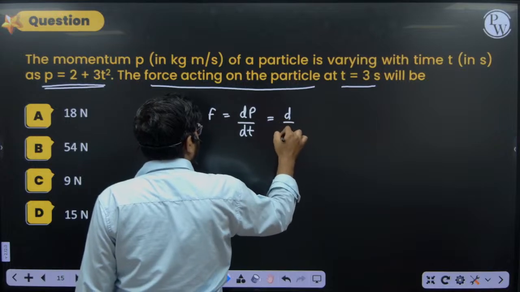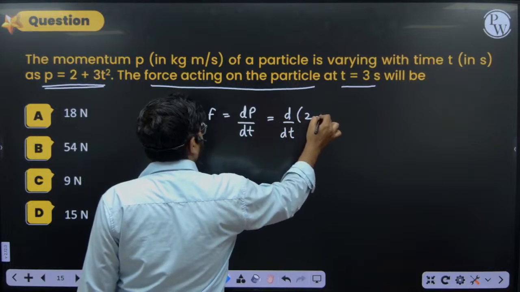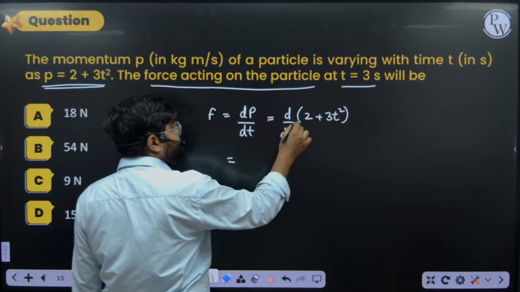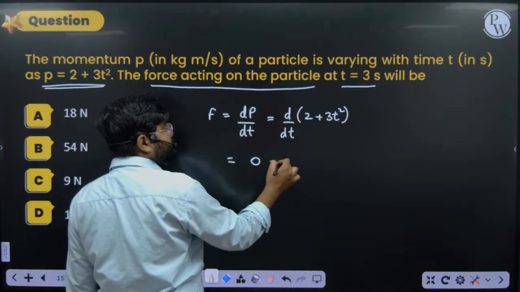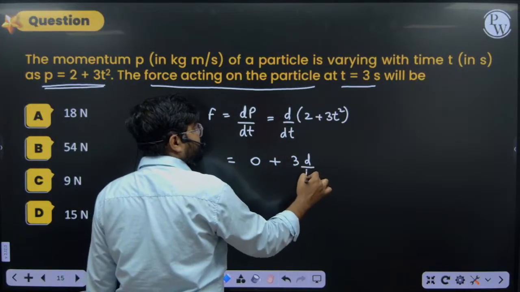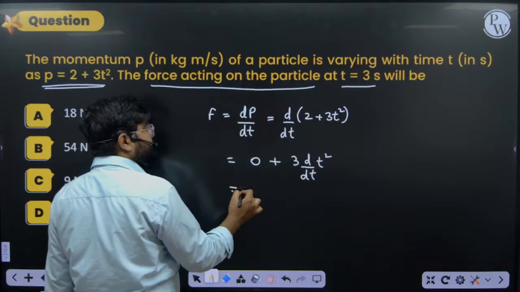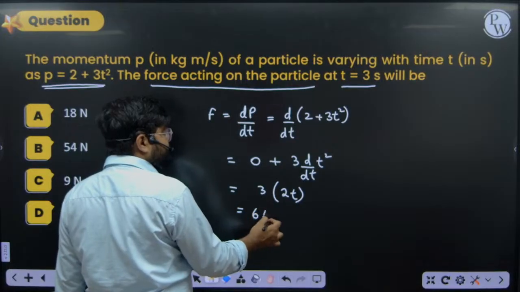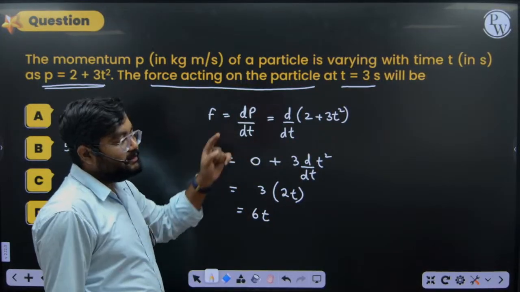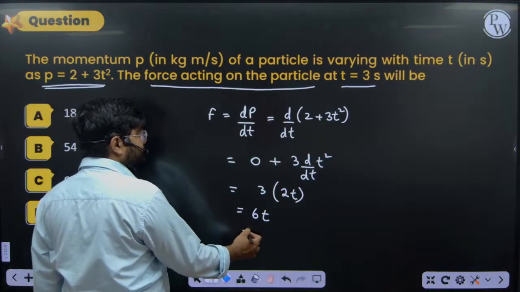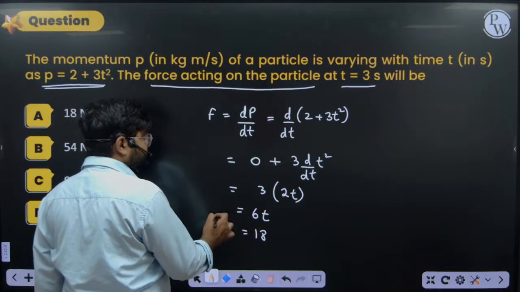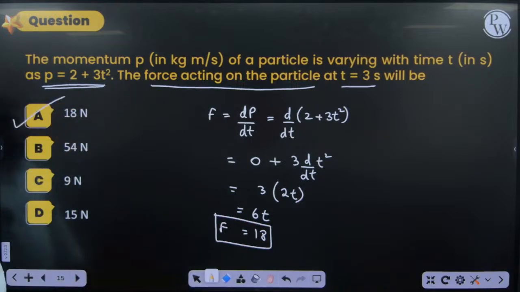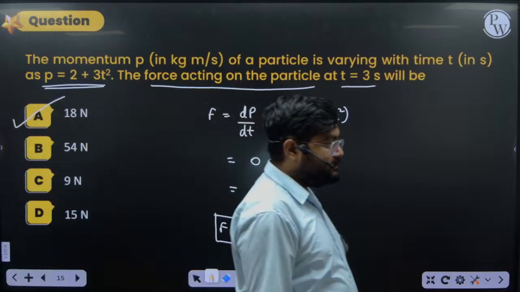Momentum is given to us. What is it? 2 plus 3t square. Now, if you differentiate this, the derivative of 2 is 0, plus 3 d/dt of t square. So 3 d/dt of t square is 6t. But now they are asking at 3 seconds, so you put the value 3 here. The answer which we get is 18. So the correct option is option A.